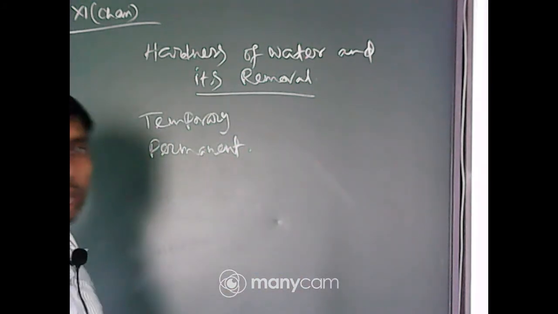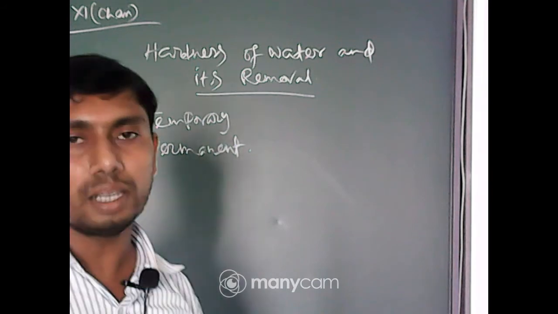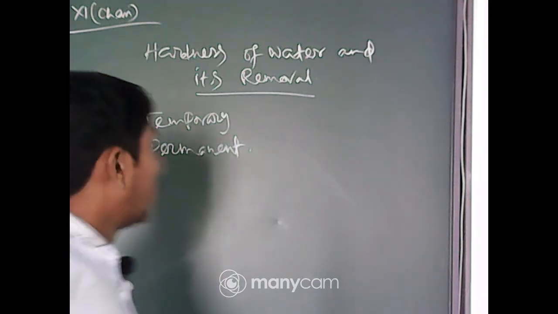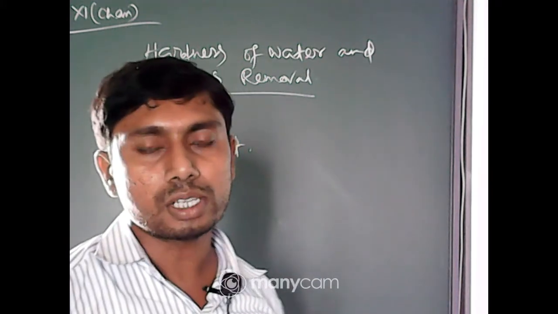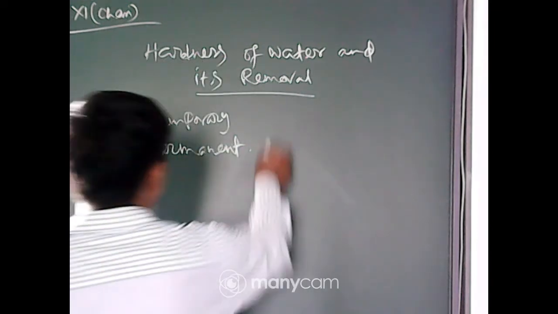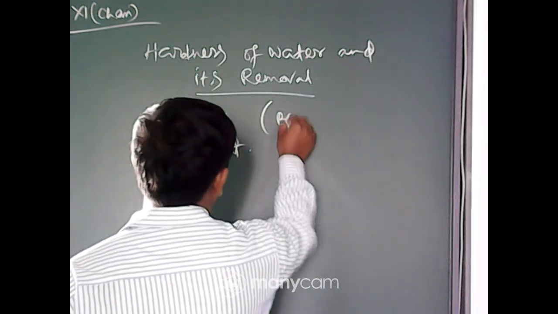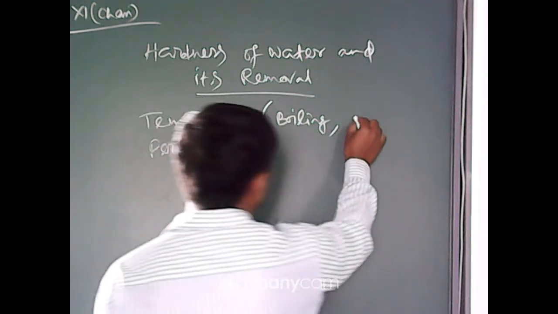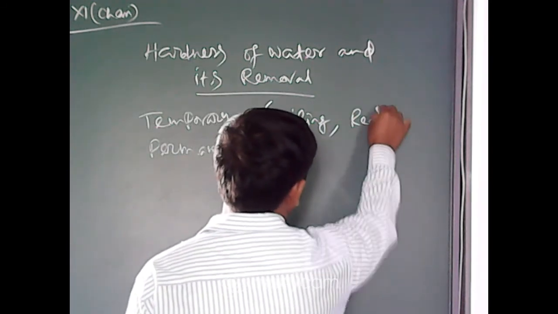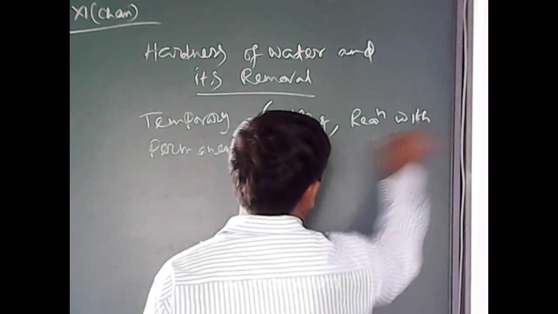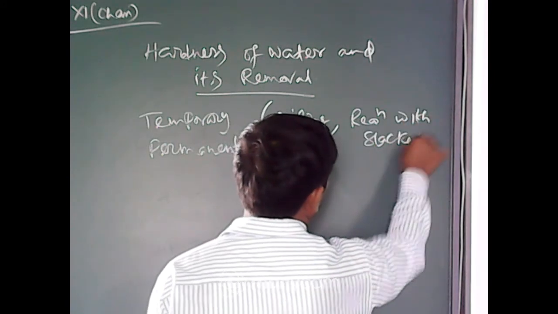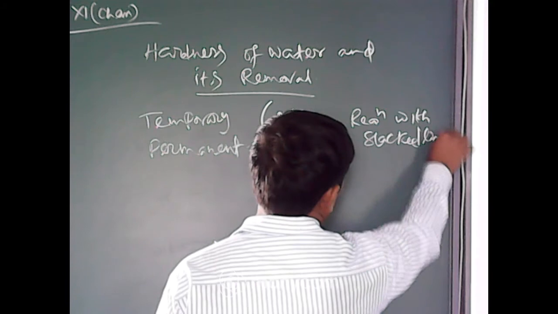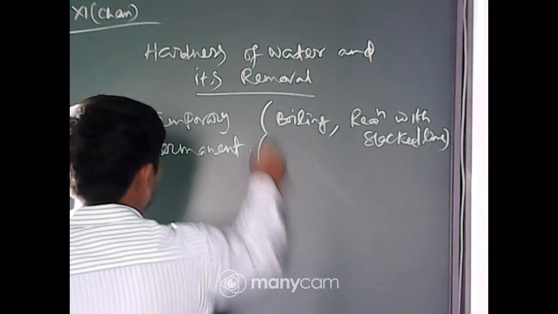Now for temporary hardness, the method was boiling, and another one is reaction with calcium hydroxide or slaked lime. Two methods were there. One is boiling and another one is reaction with slaked lime, and then filter, boiling and then filter.